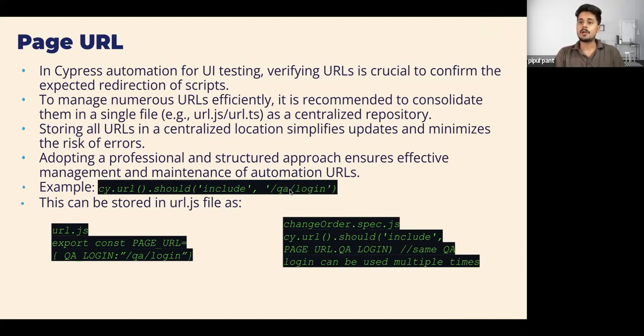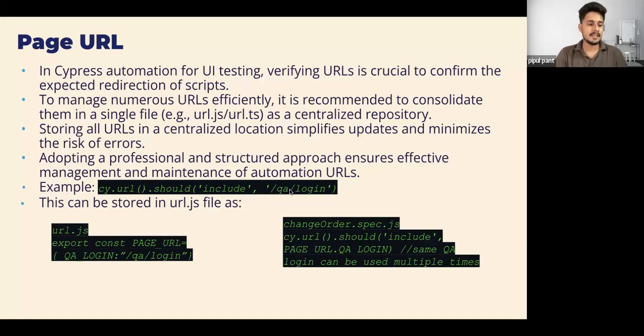But many times, what we do is keep writing it in a hard-coded way rather than in a dynamic way, right? In order to achieve a consistent approach, we can use a constants file or a fixtures file, and we can keep all the page URLs in one place and reuse them in multiple places.